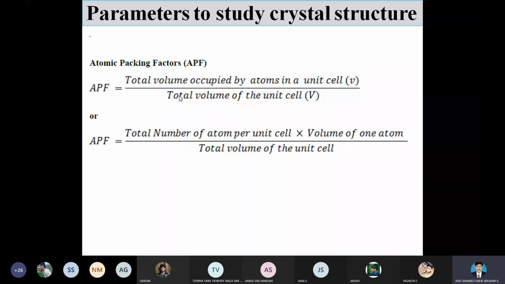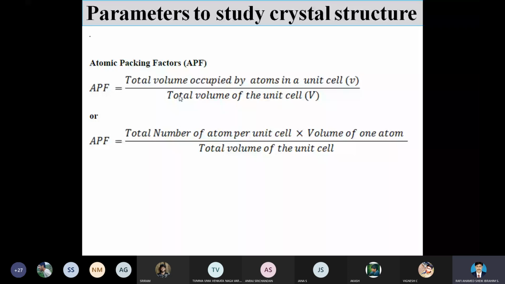So the volume of a sphere, as we know, is 4 by 3 pi r cube. So the volume of one atom is a constant here, 4 by 3 pi r cube, divided by the total volume of the unit cell. The structure is cubical, so the length, breadth and height are the same. So the total volume of a unit cell, capital V, is equal to A cube, because A into A into A finally becomes A cube.